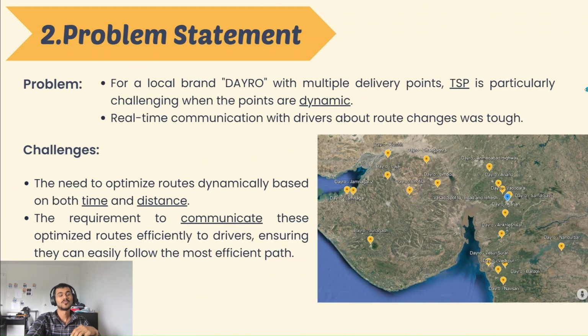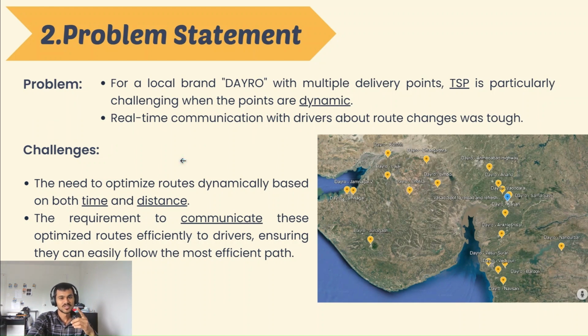Problem statement. What problem are we trying to solve? So for a local brand Dairo with multiple delivery points, as you can see on the map, traveling salesperson can be challenging and very technical for them. Second problem would be real-time communication with the drivers, as the driver knows the route. If there is any blockage on the road, if he needs to refuel his vehicle on urgent basis or repair it, then he can just add variables on the route and get the route modified according to his needs.